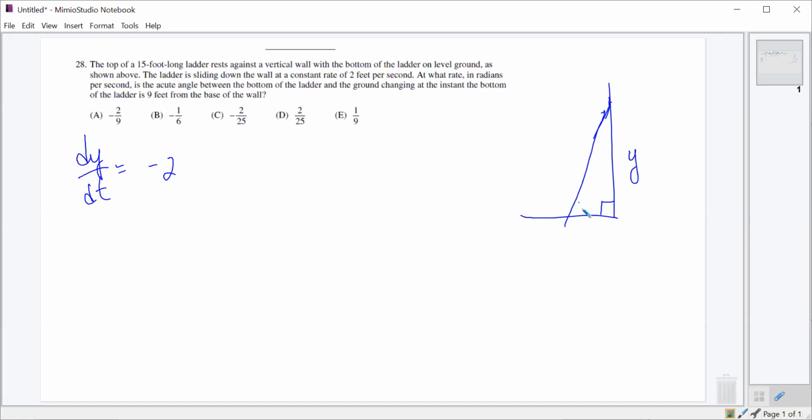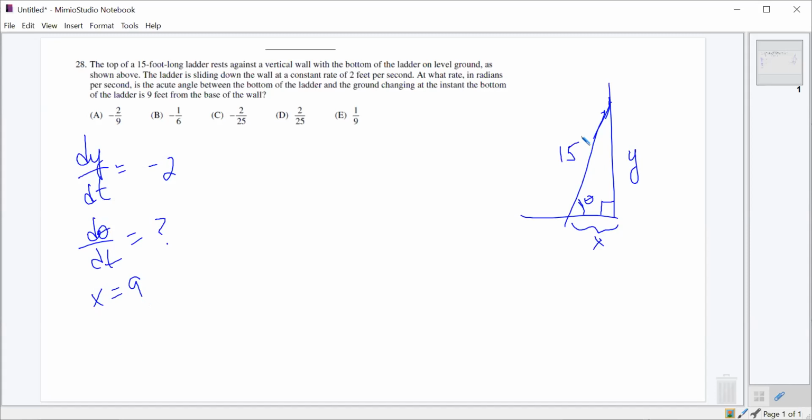Now, then we'll recognize that it's asking us about this angle here, theta. So we are looking for d theta dt because it says at what rate in radians per second is the acute angle between the bottom of the ladder and the ground changing when the ladder is 9 feet from the base. So that's another thing we need to know. We need to know what this is. Well, we'll call that x. And so the x value that we are interested in is when x is 9. And we know that the ladder is 15 feet. Since the ladder doesn't change length, we can label that hypotenuse as 15.